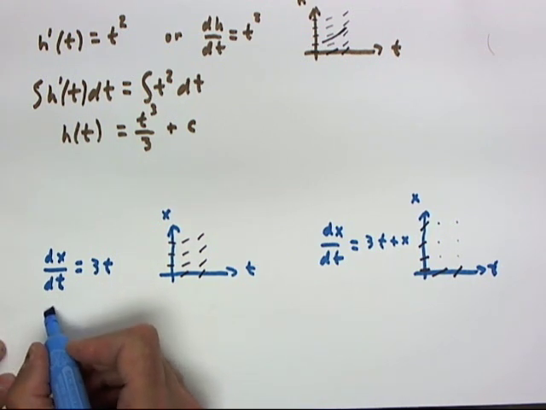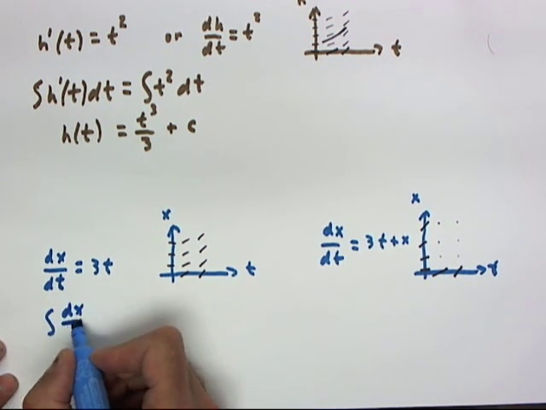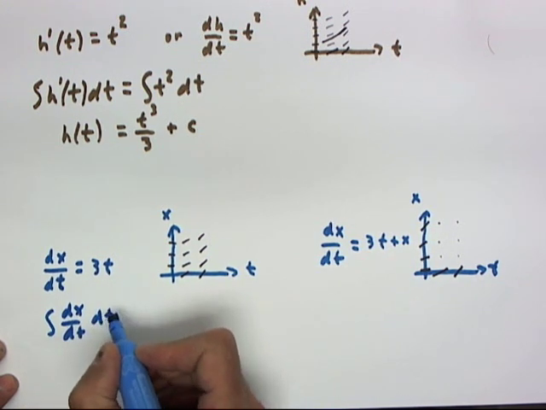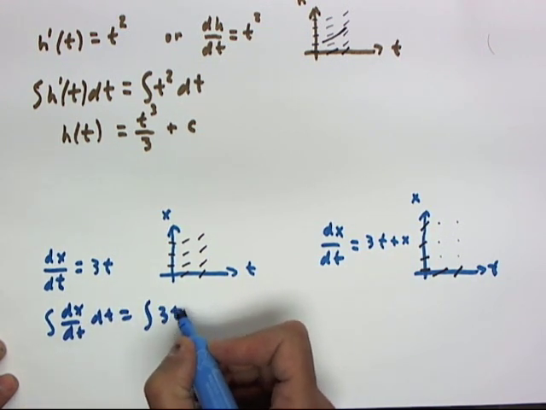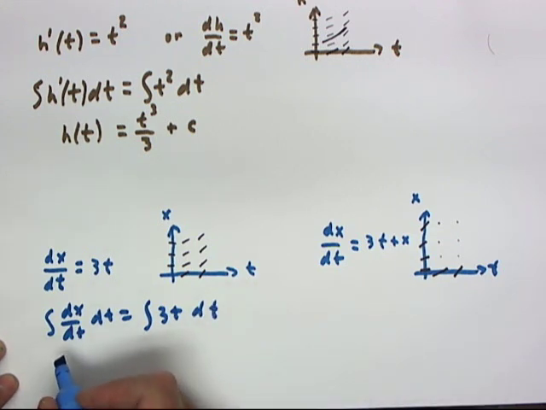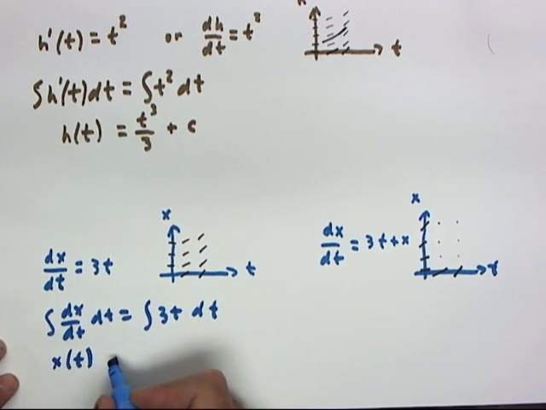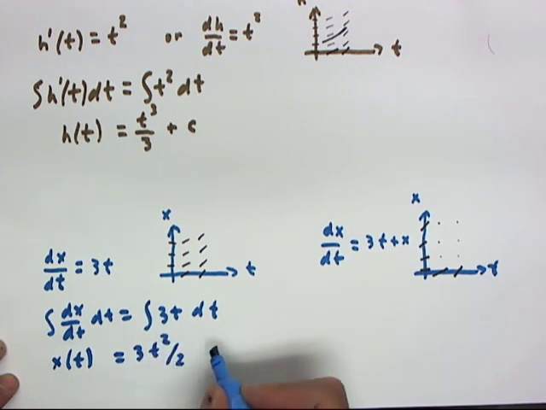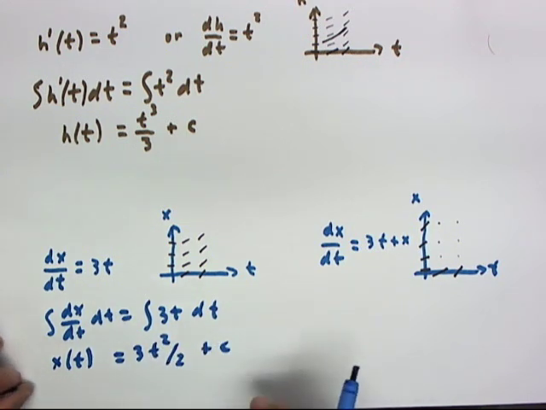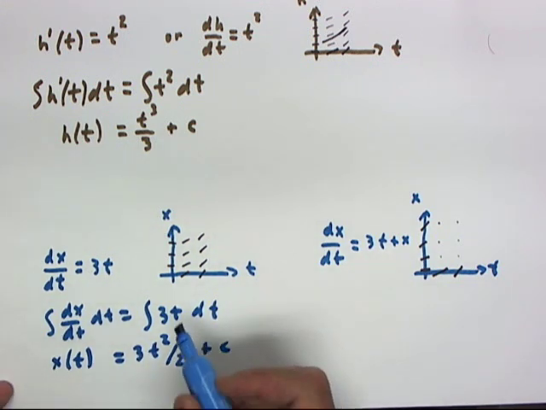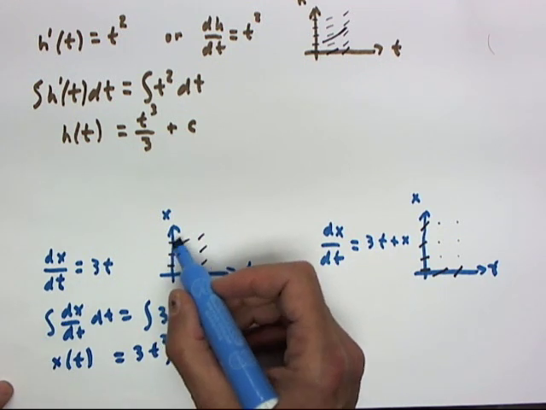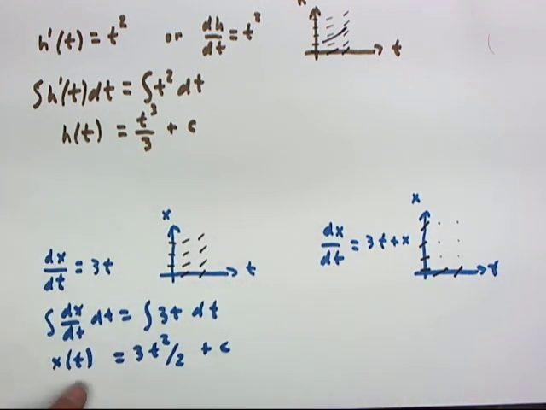This is easily integrated. We integrate both sides. If we integrate dx/dt with respect to t and integrate 3t with respect to t, we get x of t over here plus a constant equals 3t squared over 2 plus a constant, and we'll let this constant absorb whatever this constant is. And we see that this is just a set of parabolas, and a family of parabolas will fit this direction field quite well. Again, fairly straightforward solution.